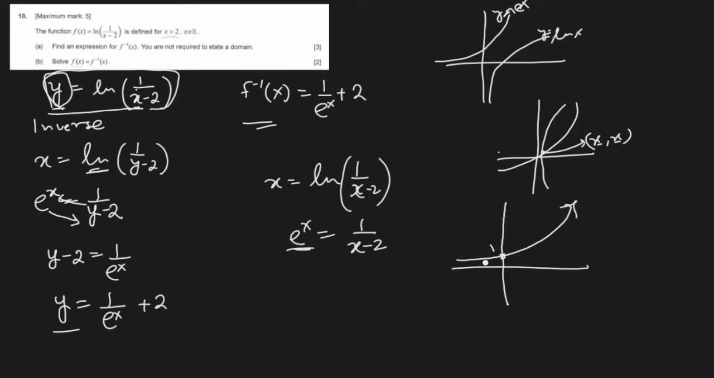This is 1. 1 over x minus 2 will have an asymptote at positive 2. So say this is 1, this is 2. There will be an asymptote here. And the graph of 1 over x minus 2 will be something like this. So I'm expecting one point of intersection only, right? Let's use a graphical calculator to do that.